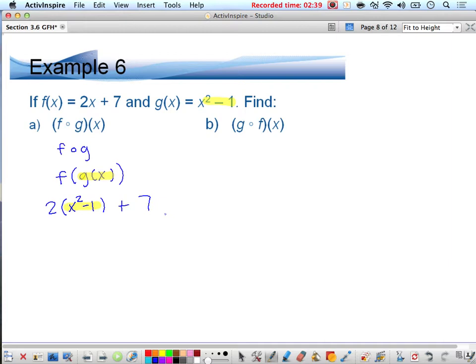That is f of g of x. Be very careful that you don't get the wrong one on the inside. What goes inside the parentheses is whatever was in the parentheses to start with. So g of x goes inside the parentheses. Then you distribute, and we get 2x squared plus 6. That is f of g of x.